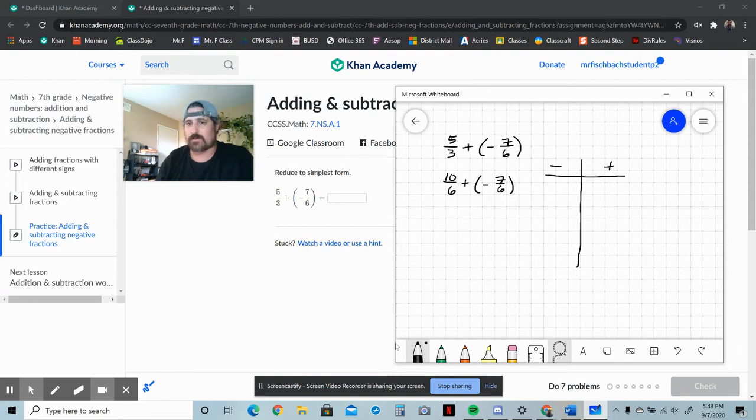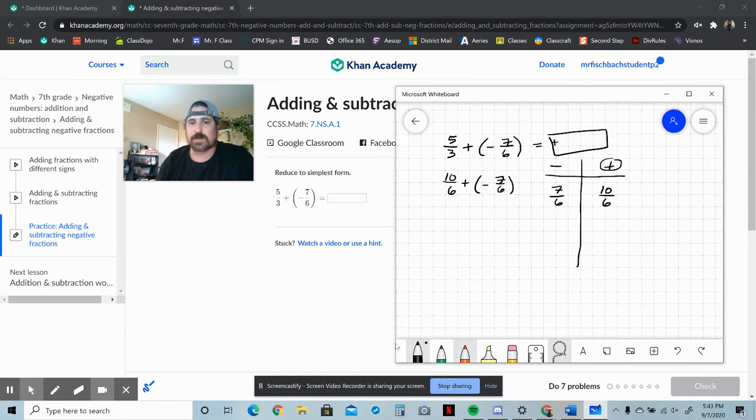And putting it on the scoreboard, we have positive 10/6. We have negative 7/6. Who's going to win? Positive 10/6 or negative 7/6? Well, positive is going to win, right? It's further from 0. So we know the answer is going to be positive. At this point, you can put a positive in a box.